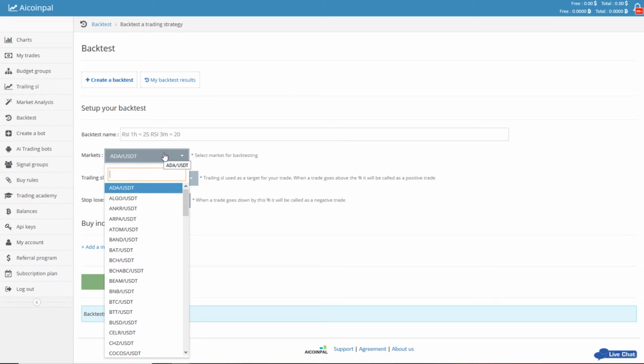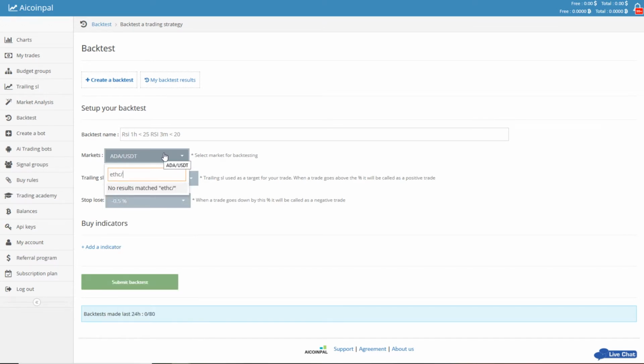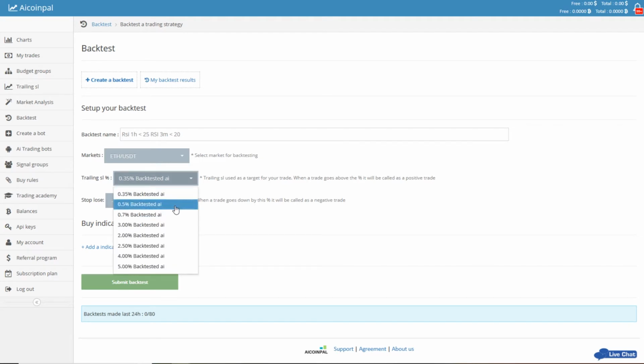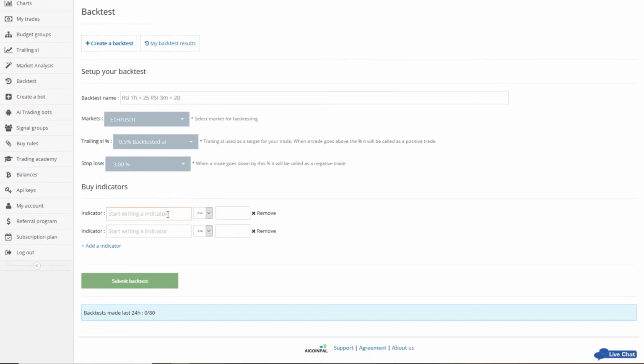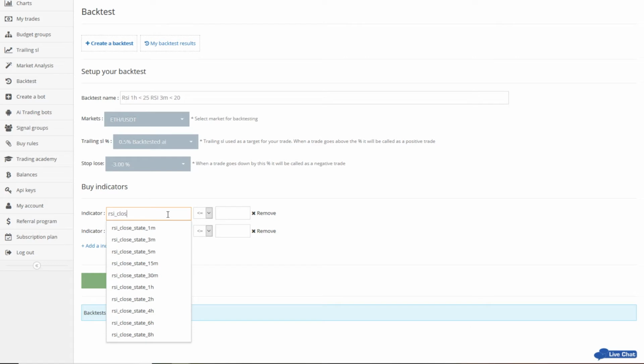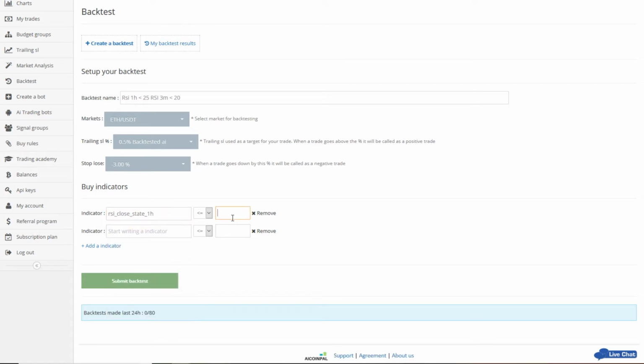Let's use it on Ethereum. Here are a couple of things you need to check out. We'll use a 0.5% target and a 3% stop loss. Now we need to add the indicators. The RSI values already suggest 25 by themselves. RSI close state 1. Alright, 3 minutes below 20.